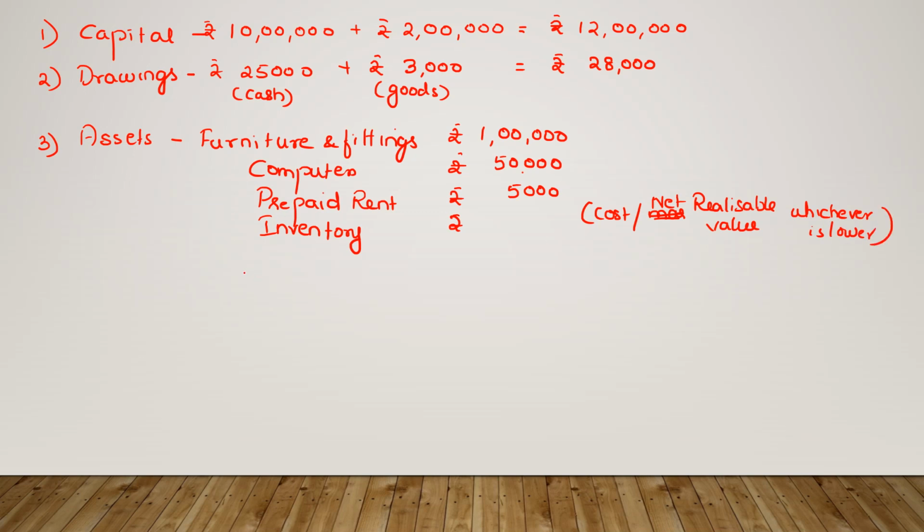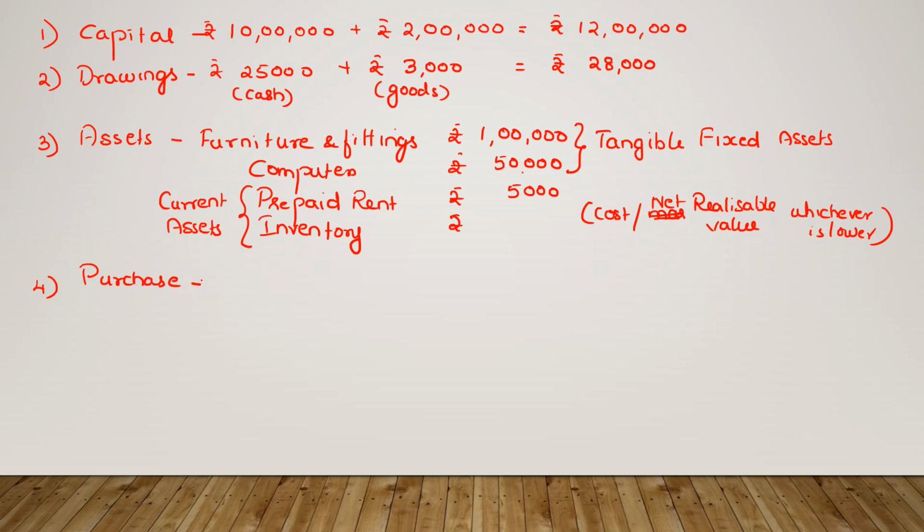So these are the different items of assets. Out of these, these are tangible fixed assets, and these two are current assets of the business. Now moving further, we will take the term purchase and see what is the total amount of purchase.